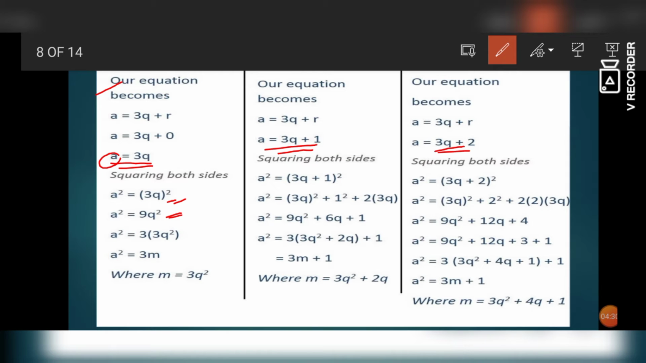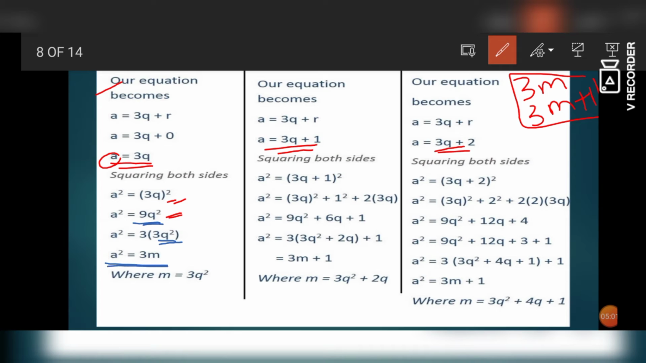We have to express, always remember, we have to express in 3m or 3m plus 1. So in this expression we have to find. From 3q square, let us bring the 3 outside and in bracket we will write 3q square. So 3 into 3 is 9. We are taking 3 out and in the bracket we are taking 3q square. So 3q square can be written as m.